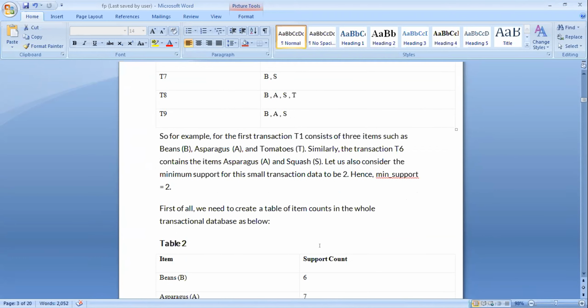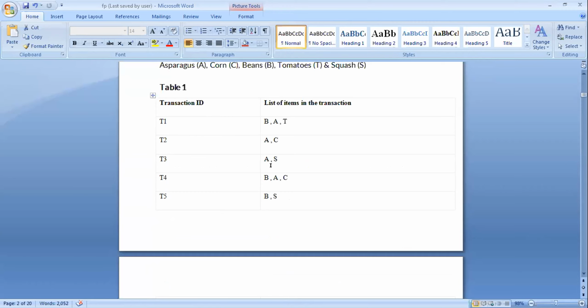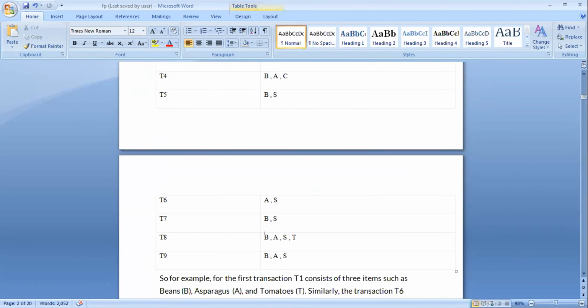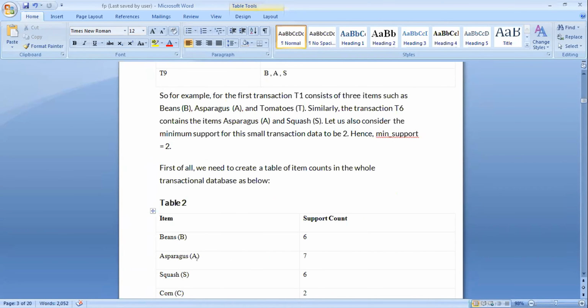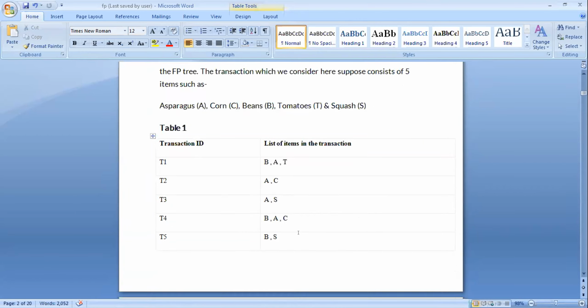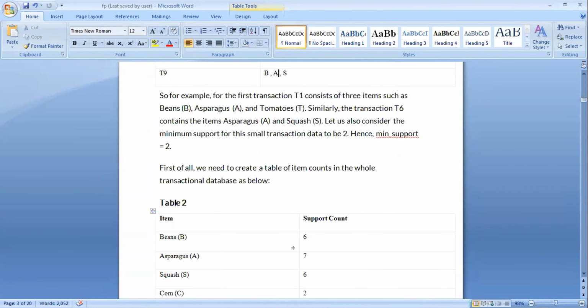First of all, you have to create the table. Out of 9 transactions, how many times was beans purchased? 1, 2, 3, 4, 5, and 6. So 6 people purchased beans. Asparagus was purchased 7 times: 1, 2, 3, 4, 5, 6, 7. This is the representation as in the Apriori algorithm, where you also have to find the frequent item sets like this. Similarly, squash is 6.